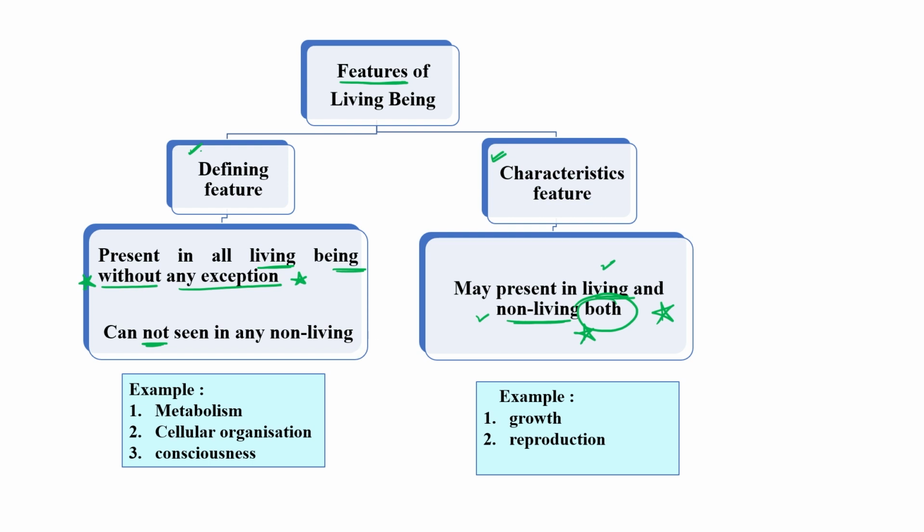What does it mean? Characteristic features may be present or may not be present, or there may be some exceptions for characteristic features. And these characteristic features may be present in non-living as well. But you cannot see any defining feature in any non-living, and these features must be present in a living system. Okay, so what are those features which come under this particular category, characteristic features? These are growth. Another example is reproduction. We will discuss both of these points in coming slides. Similarly, what are those features which come under the category of defining features? These are metabolism, cellular organization, and consciousness. Okay, let's move to the next slide.